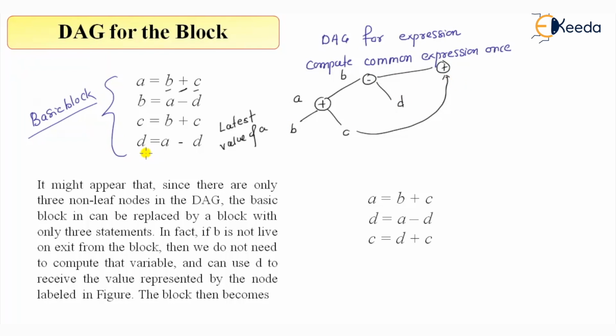The last one is D is equal to A minus D, but you notice here that A and D have the same latest values, and the same label I can put here as D. So now this is the DAG for the basic block. You notice here that we have only three nodes present over here, three non-leaf nodes.